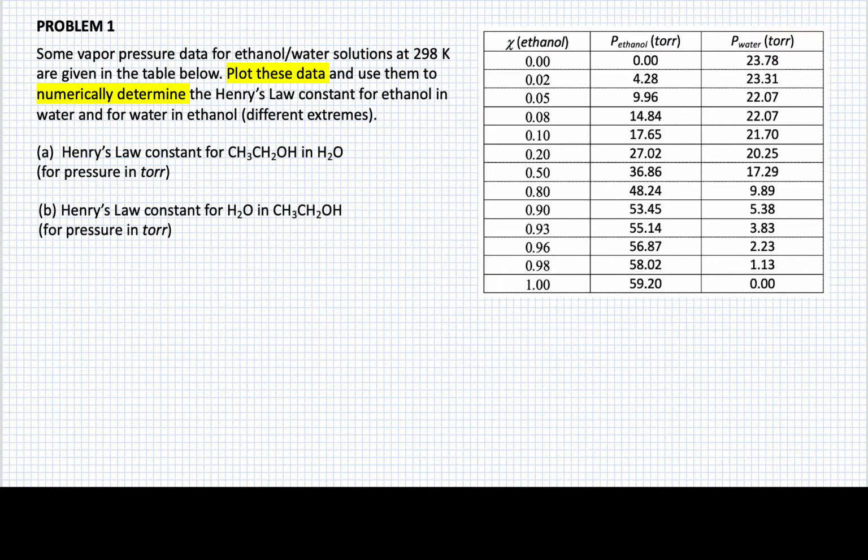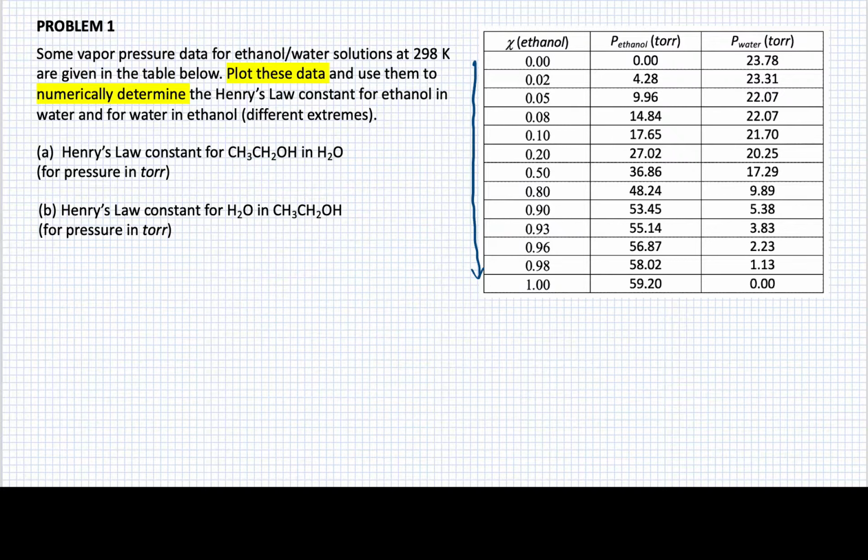In problem set 10, we begin to see some of the effects of non-ideal solutions. And we'll have a number of problems where we can examine this. It starts with problem 1, where we're given a mixture of ethanol and water, and we're given data for their mole fraction and then the partial pressures of both ethanol and water as a function of that mole fraction. So the mole fraction increases for ethanol as we move down here. And what we want to do is derive from this information the Henry's law constant.